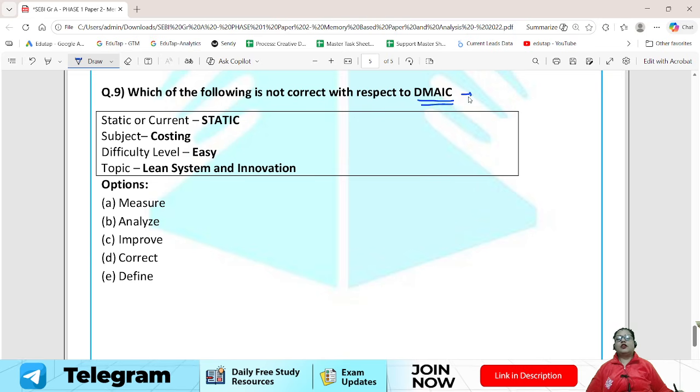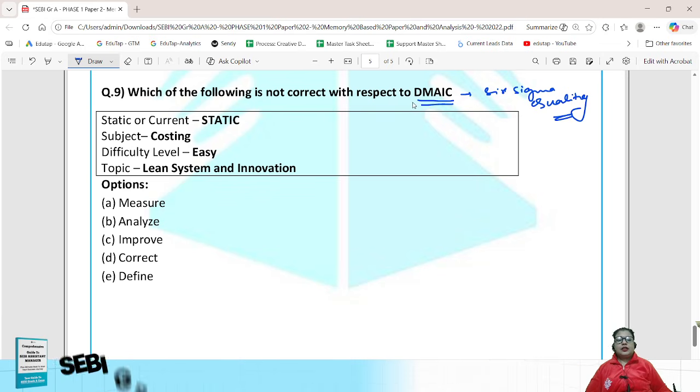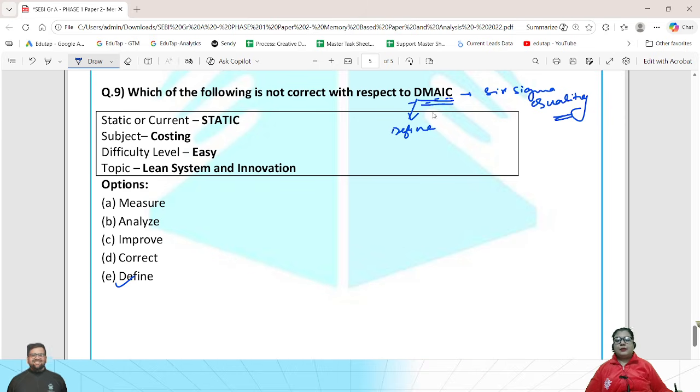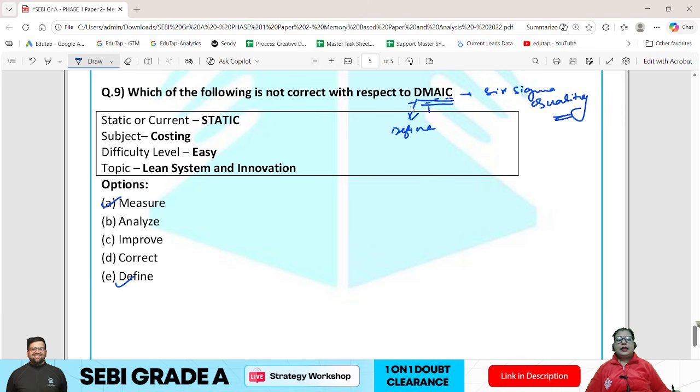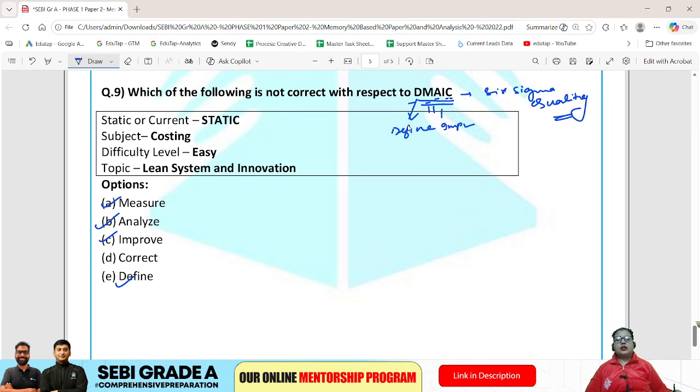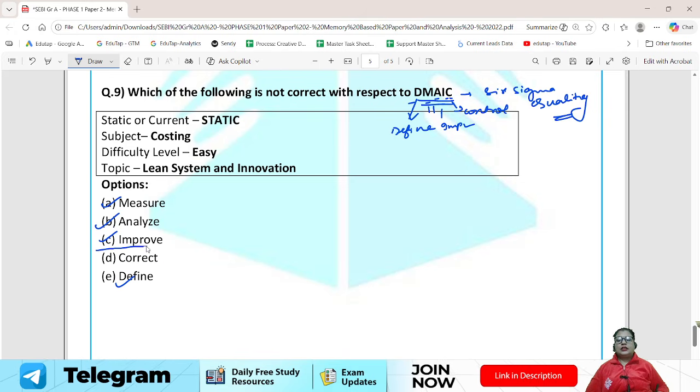Okay, which of the following is not correct with respect to DMAIC? Basically, this is an acronym or abbreviation you can say for Six Sigma Quality. ठीक है, सिक्स सिग्मा क्वालिटी इनिशिएटिव है. तो बेसिकली ये एक एब्रीविएशन है जिसमें सारे जो वर्ड्स हैं DMAIC सबका मीनिंग है. D मीन्स टू डिफाइन, तो देखो ये ऑप्शन में है, यस. M मीन्स मेजर, ये भी है ऑप्शन में, यस. A मीन्स एनालाइज, ये भी है ऑप्शन में, राइट. I मीन्स टू इम्प्रूव, ये भी है, राइट. तो C मीन्स टू कंट्रोल, क्या ये ऑप्शन में है? नहीं. So D, that is correct, that is incorrect.